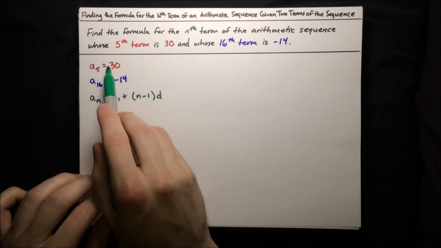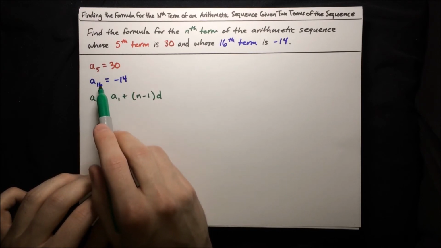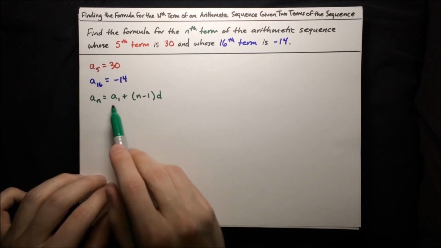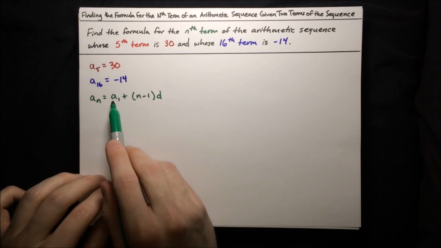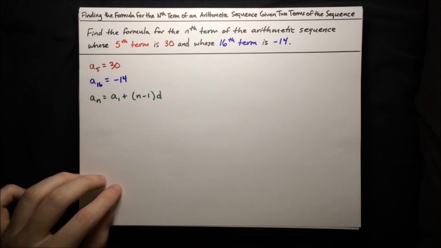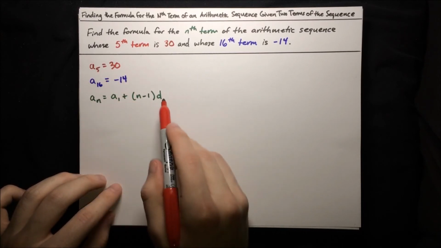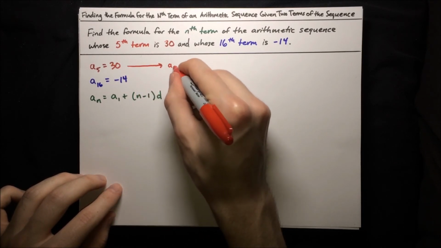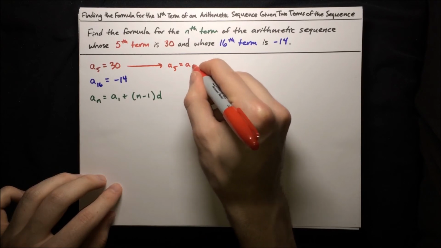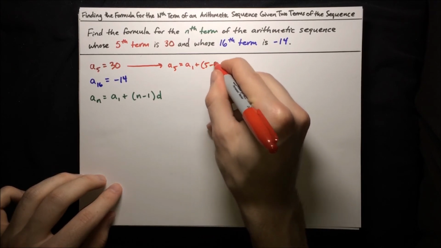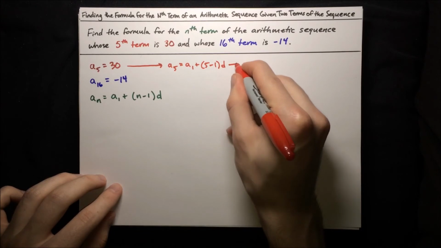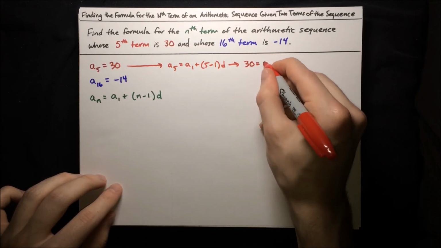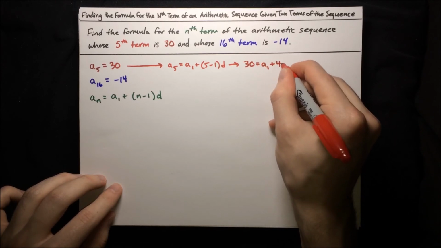Well, we can use our bits of information here. a5 is 30, a16 is negative 14. We can just plug these into the general formula and come up with a system of equations that we can solve for a1 and d. So let's go ahead and do that. So plugging in a5 equals 30 into this formula, that's just plugging in n equals 5. So we'll write a5 is equal to a1 plus 5 minus 1 times d, and a5 is just 30, so 30 is equal to a1 plus 4d.